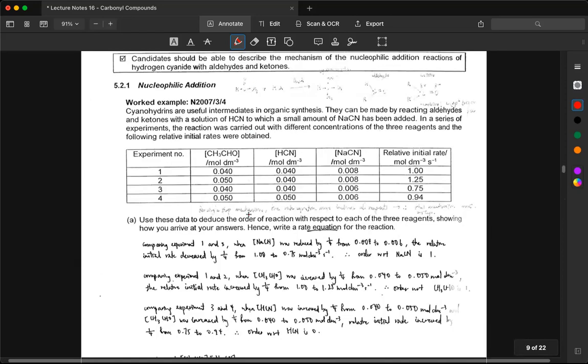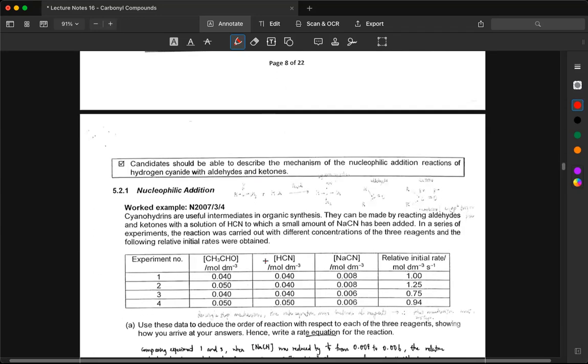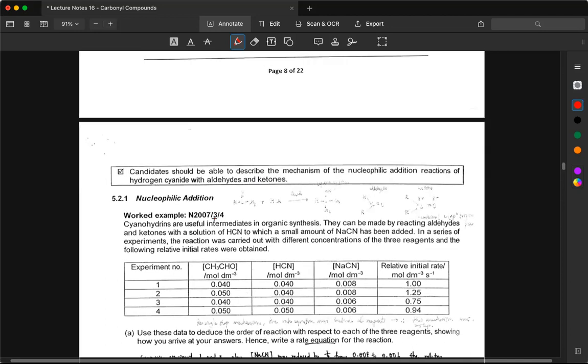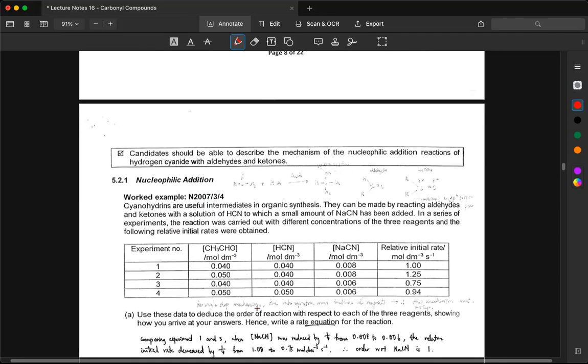Now, this is a 2007 A-level question. Cyanohydrins are useful intermediates in organic synthesis. They are made by reacting aldehyde and ketone with HCN, to which a small amount of NaCN was added. So in a series of experiments, the reaction was carried out with different concentrations of the three reagents, and the relative initial rates were obtained. Use the data to deduce the order of reaction.